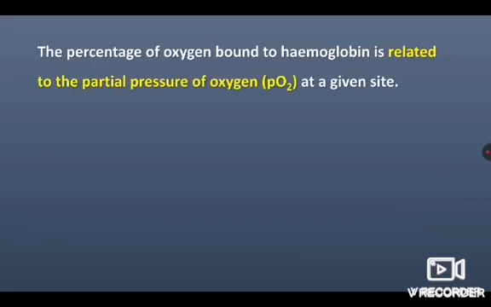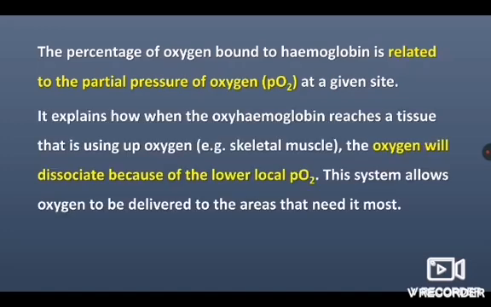The percentage of oxygen bound to hemoglobin is related to the partial pressure of oxygen at a given site. It explains how when the oxyhemoglobin reaches a tissue that is using oxygen, for example, skeletal muscle, the oxygen will dissociate because of the lower local partial pressure of oxygen. This system allows oxygen to be delivered to the areas that need it most.